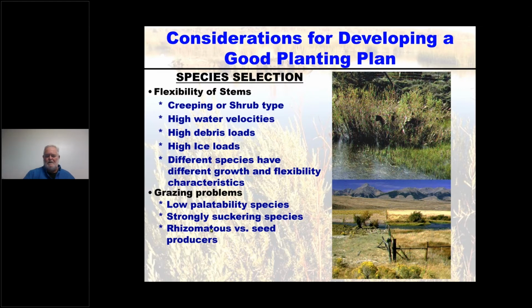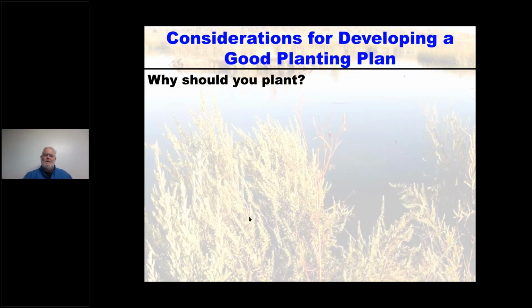And you want to look at rhizomatous species, which means the roots will spread out quite a bit, rather than seed producers, because if they're grazed again, you can get the rhizomes to produce more grass. Next, severe ice flows: again, rhizomatous and deep rooting species will help you recover from heavy ice flows.